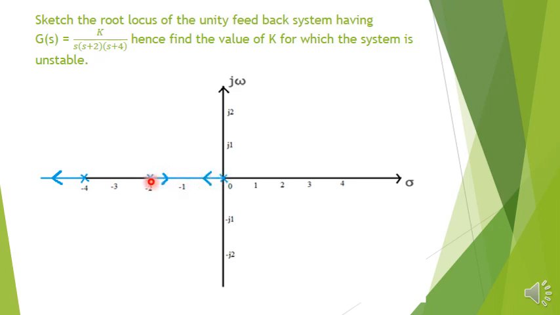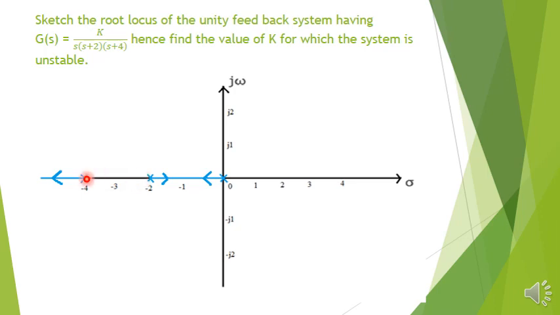Between minus 2 and minus 4, if I consider the region between minus 2 and minus 4, any point to the right has 1 and 2 poles. So the total number of poles and zeros to the right of the point is an even number. So this is not a part of the root locus.